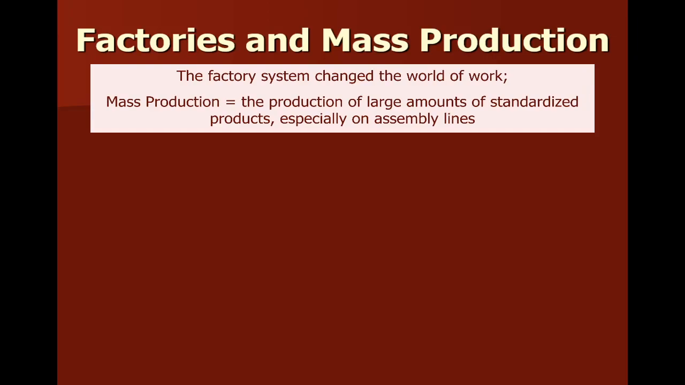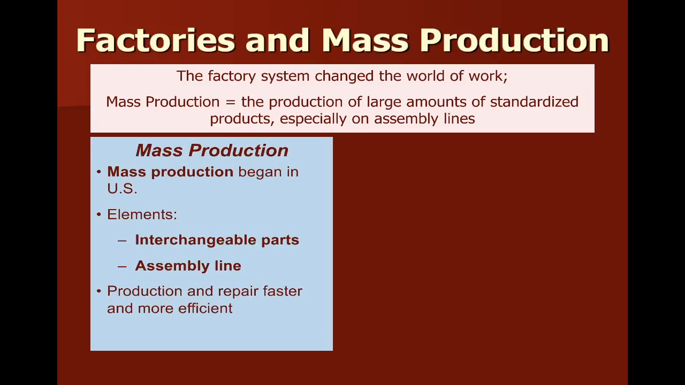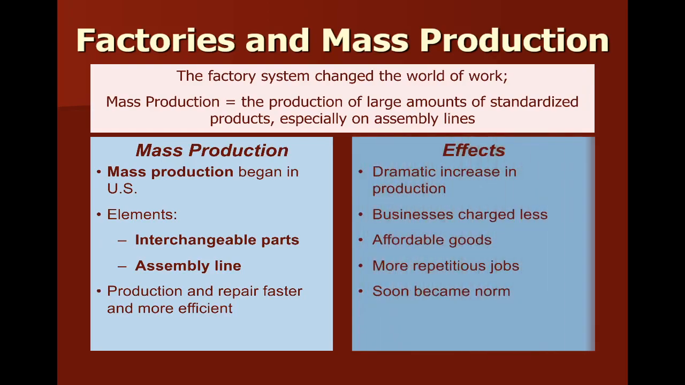So factories and mass production. The factory system changes the world of work. Mass production equals the production of large amounts of standardized products, especially on assembly lines. So here we have this idea that mass production is going to have elements where you have interchangeable parts and an assembly line. So production and repair are faster and more efficient. The effect of this is going to be a dramatic increase in production. Businesses are going to be charged less, and goods are going to become more affordable. Okay, this is soon going to become the norm for most people.